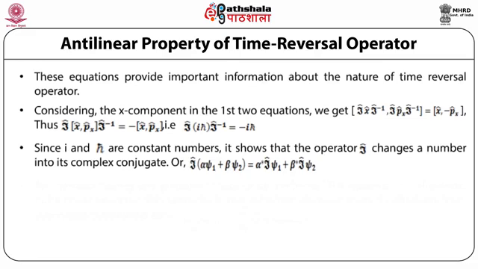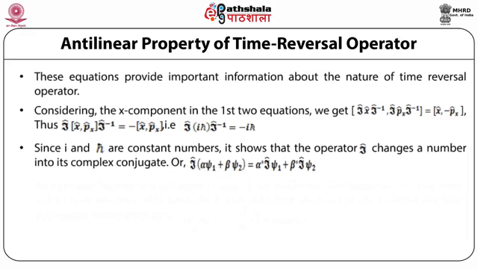So one can thus write this equation as the time reversal operator acting on the commutator between operator x and operator px times the time reversal operator inverse is equal to minus the commutator between operator x and operator px. And this one can easily see from the previous equation that we have just discussed, that if you substitute that equation in this new equation, then one can obtain this result.